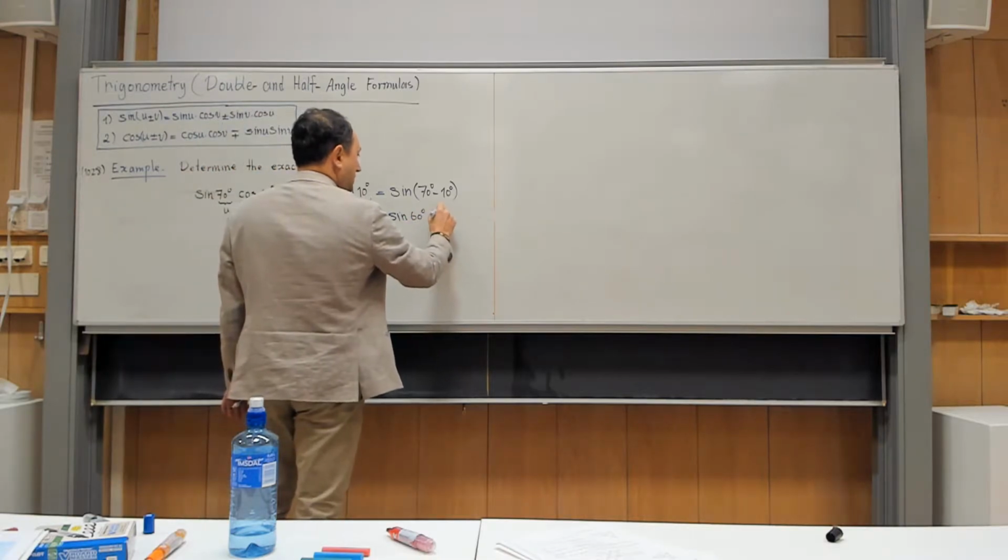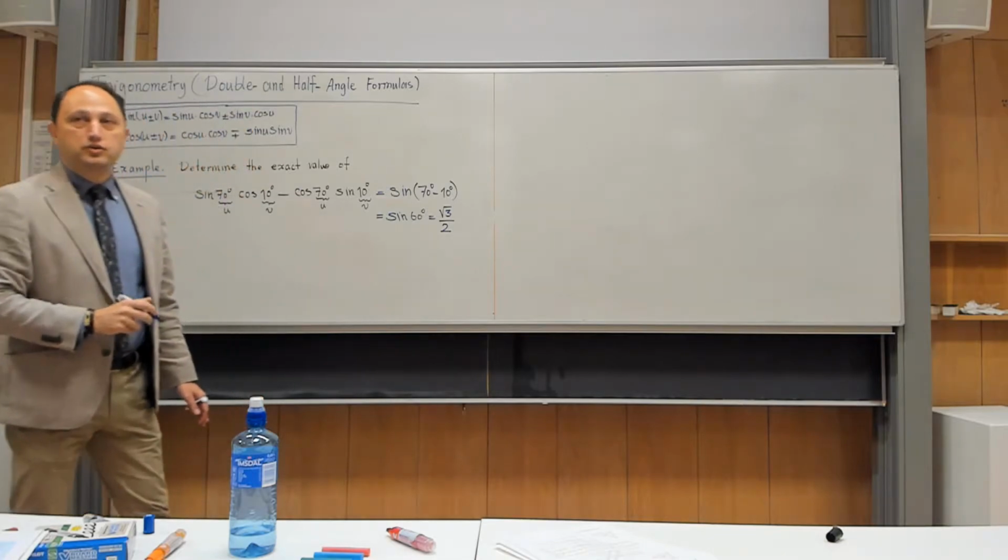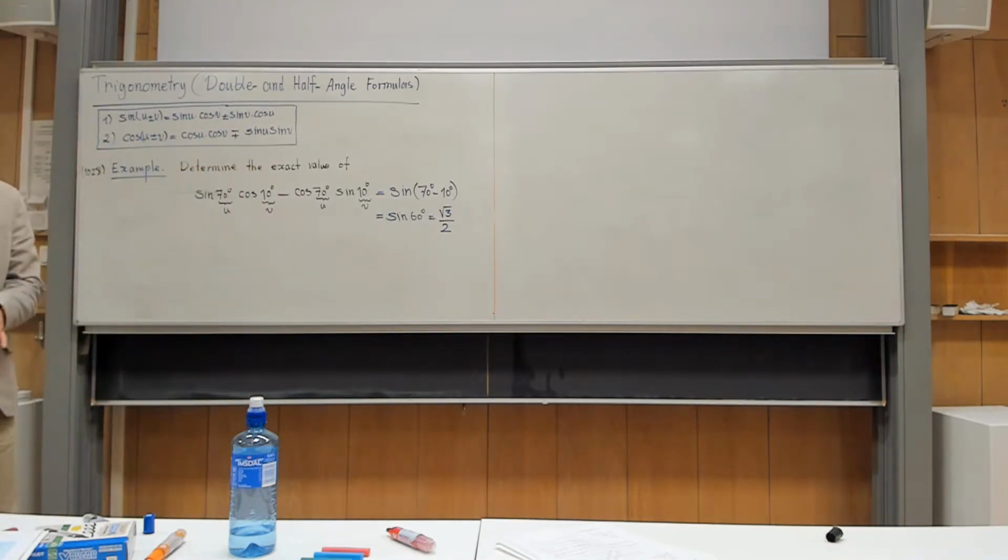So what is the answer? If you look into the table, the answer is square root of 3 over 2. So that's the exact value. That's one way of doing that.